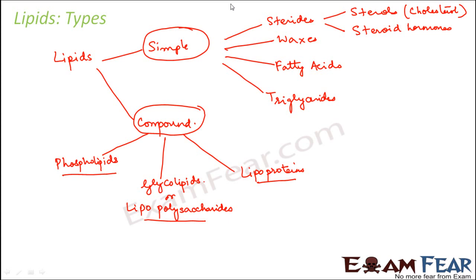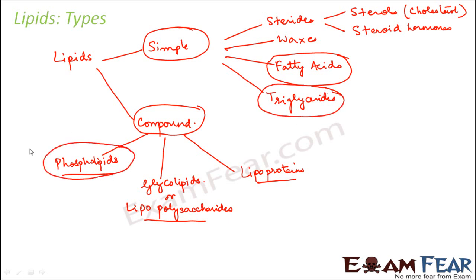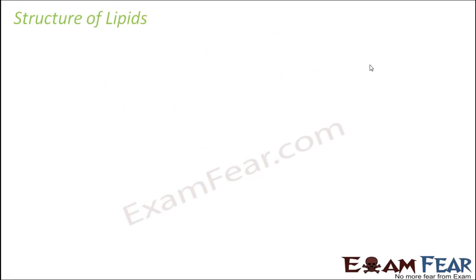Now in this lesson, we are not going to talk about all of these in detail. However, for some of the important ones, we'll discuss a few things in detail. For example, we'll talk about fatty acids, we'll talk about triglycerides, and we'll spend some time on phospholipids. These three things we'll discuss in little detail, their structure, their functions. For others, we'll not get into their details at the moment. Before we get into each of these types, let us talk about the structure of lipids.